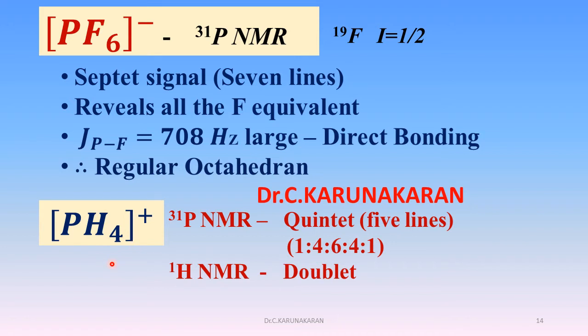PH4 plus, like NH4 plus ammonium ion, is the phosphonium ion. Using phosphorus-31 NMR, phosphorus-31 couples with the 4 protons to give a quintet, 5 lines, n plus 1, with an intensity ratio. Whereas in proton NMR, all the protons are equivalent. It couples with the phosphorus, I equal to 1/2.